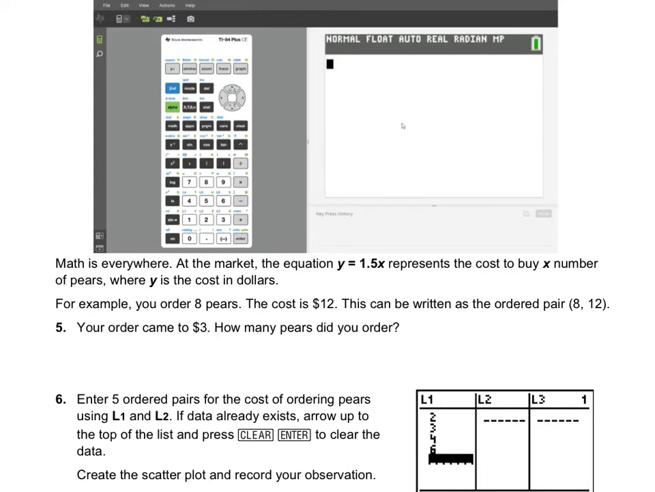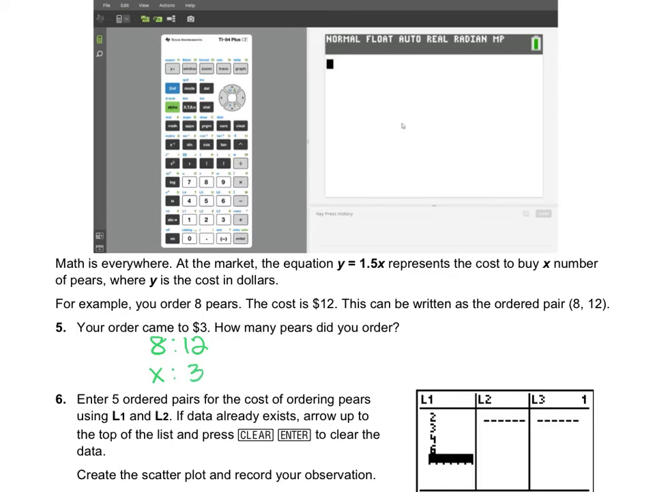Now, do we have to involve math like this and just eating some pairs? Yeah, let's do it. So number 5 says your order came to $3. Basically, you didn't get 8 pairs. You ordered less than 8 pairs. How many pairs did you order? So let's do this together. I like to write a ratio 8:12. And I'm looking for the number that corresponds to 8. So I'll use x. So x:3.